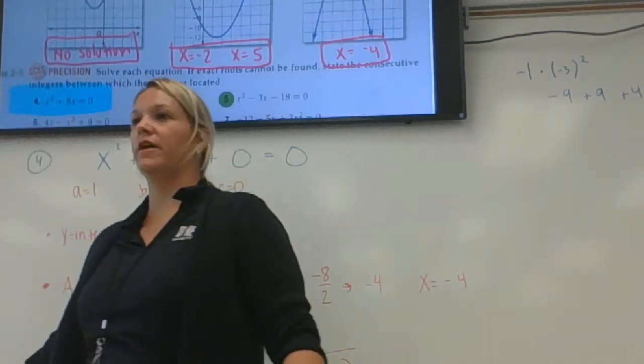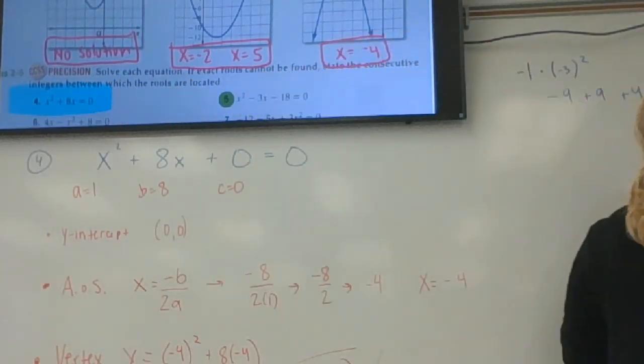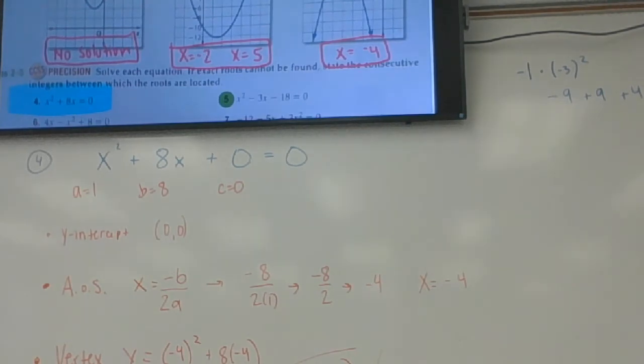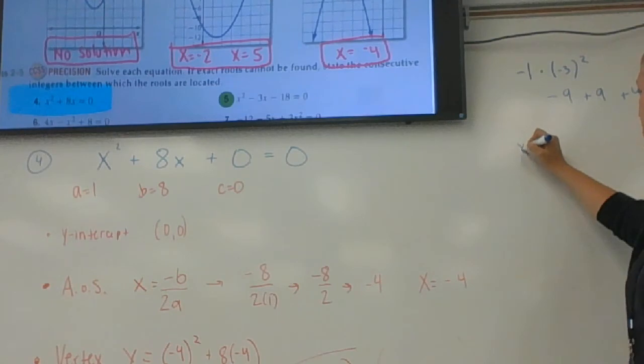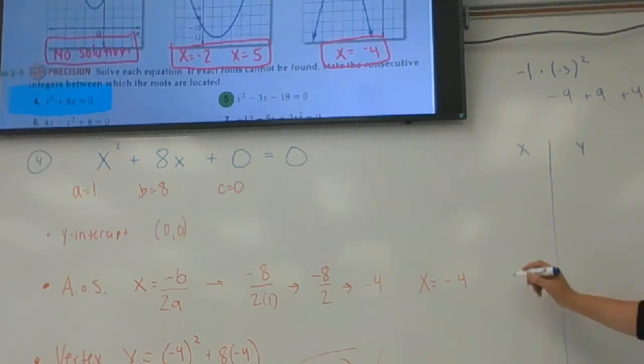I feel like the answers are right in front of our faces. Yeah. I'm gonna make the table. I'm gonna put -4 in the middle. What point should go in my table? Jacob, do you know? Anything?